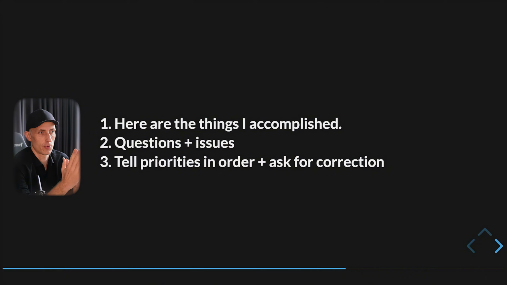He solves the alignment problems by doing a lot of one-on-ones. One-on-ones usually introduce things that they accomplished just to get a status update, then problems that arose during the last interval of collaboration. And then they tell the priorities in order of priority and ask for correction. And this is the alignment thing. Is it correct that we're working on this thing? Is this really the most important thing right now? And then the PM can correct.